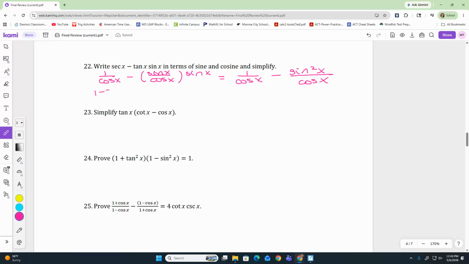I have 1 minus sine squared x over cosine x. But 1 minus sine squared is? And so when you divide those, what do we get? Is this helping everybody?